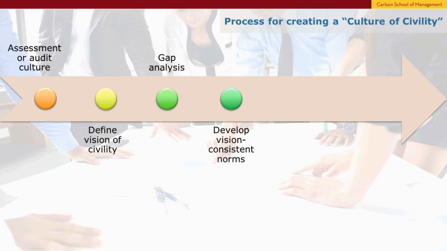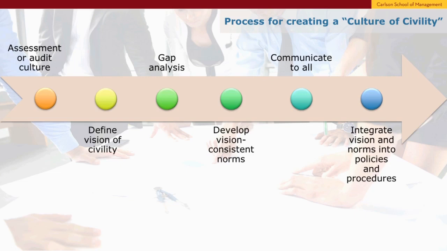Out of that, you can develop a vision that's consistent with your norms, one of civility, and again, eliminate the gaps. So the whole idea is to look at where I'm at, where I'd like to be, look at those gaps, and then develop the vision that's consistent with where you want to be. Then communicate it all. I've said this before in other areas, but you'd be surprised how many times people develop visions and don't communicate it to everybody. It's got to be a top-down approach.